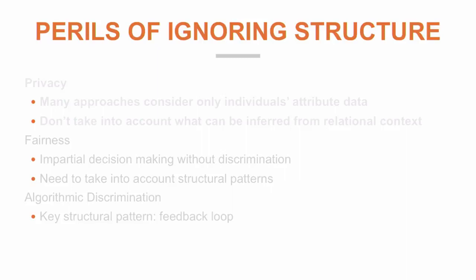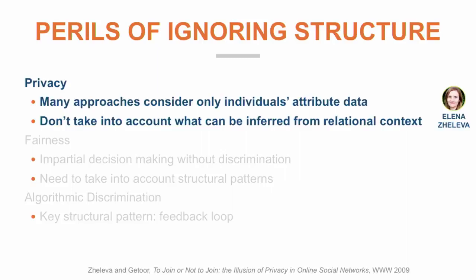And the easiest case to start with is privacy. So a lot of the work in privacy says, in order to be safe, just make sure you hide all your attributes and then you'll be fine. Well, if you're linked to people that happen to be exhibitionists that tell everything, then you're not going to be very private. They can leak a lot of information.